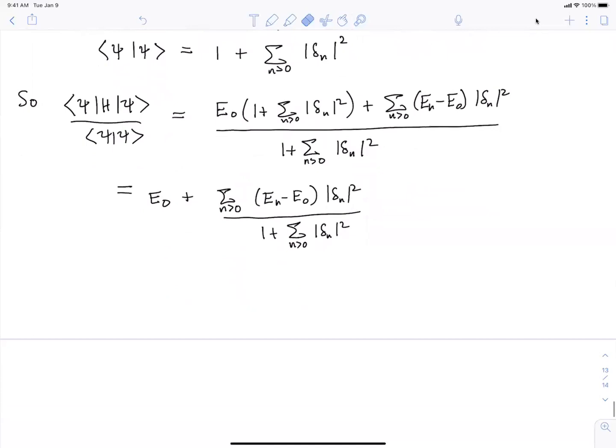Okay, so now here's the whole point of this. This is the correct answer right here, and this is the correction to it that we're getting because we didn't make a perfect guess, and so that's our error. And the error is not proportional to the deltas, it's proportional to the deltas squared. So what does that mean? That means if we made a guess that had sort of 10% errors in it, then our error in the energy would only be 1%, and so on. So the energy that we get is much better than the guess.